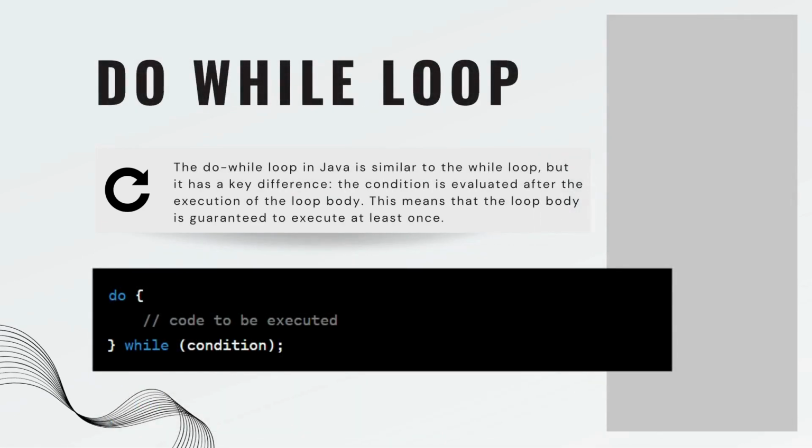A do-while loop is another type of loop structure that is similar to the while loop. The key difference is that a do-while loop guarantees that the loop body is executed at least once, as the loop condition is checked after the loop body. Now, let's implement all of these loops in IntelliJ.